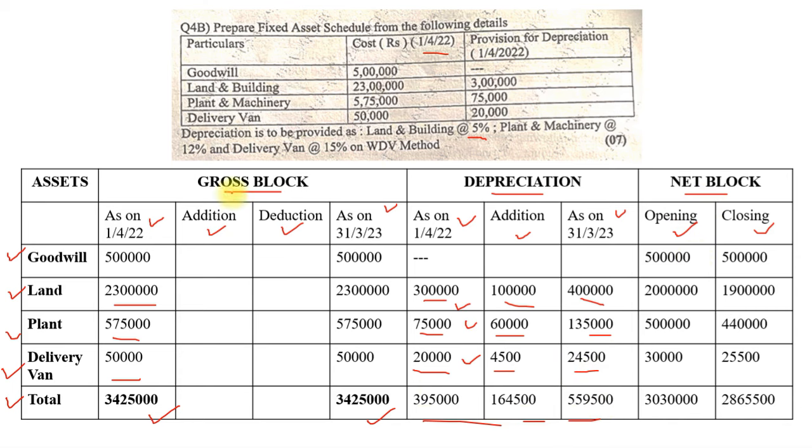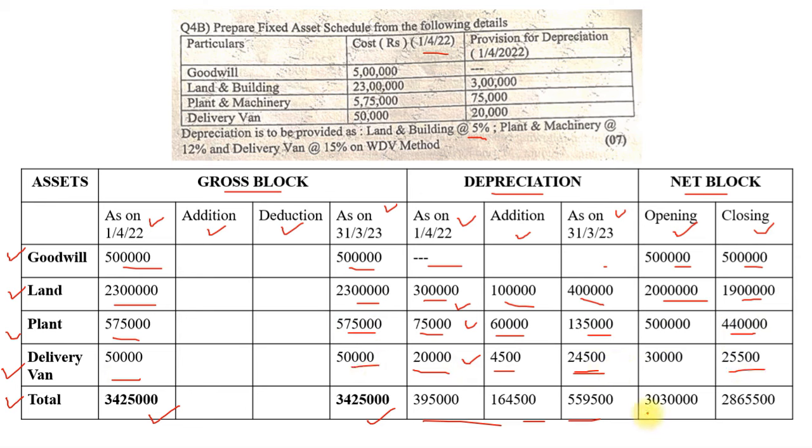Last step, very simple. Gross opening minus depreciation opening will give you the opening net block. Gross closing minus depreciation closing will give you the closing net block. So 5 lakhs minus nothing is 5 lakhs. Again, 5 lakh minus nothing is 5 lakhs. Similarly, 23 lakhs minus 3 lakhs is 20 lakhs. For closing, 23 minus 4 is 19. 5 lakh 75,000 minus 75,000 is 5 lakhs. 575 minus 135 is 4 lakh 40,000. 50,000 minus 20,000 is 30,000. 50,000 minus 24,500 is 25,500.